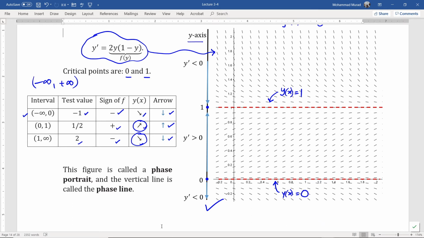And as shown in the table, we see the direction field is behaving exactly in the same way. The solution must be decreasing in the subinterval -∞ to 0, and the solution must be increasing within the subinterval 0 to 1, and again the solution must be decreasing within the subinterval 1 to +∞.